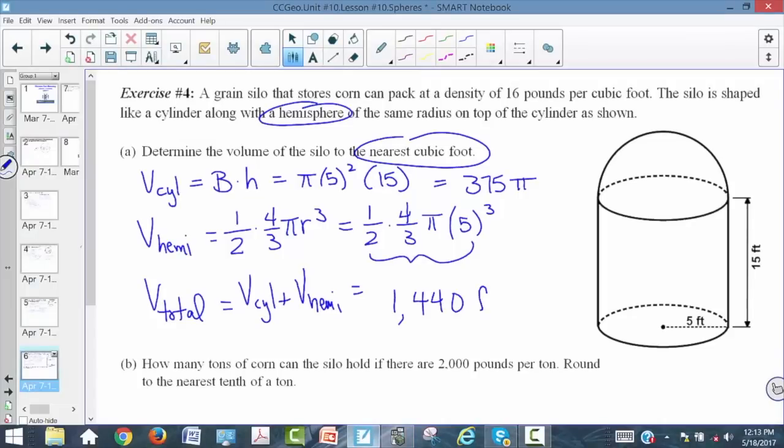1,440 cubic feet. Always remember your units. All right.